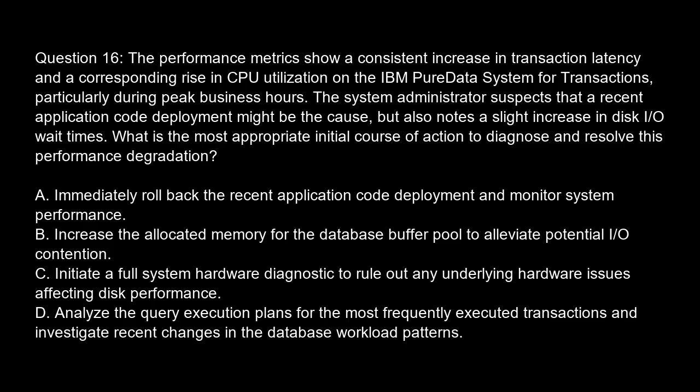Option A. Immediately roll back the recent application code deployment and monitor system performance. Option B. Increase the allocated memory for the database buffer pool to alleviate potential I/O contention. Option C. Initiate a full system hardware diagnostic to rule out any underlying hardware issues affecting disk performance. Option D. Analyze the query execution plans for the most frequently executed transactions and investigate recent changes in the database workload patterns.